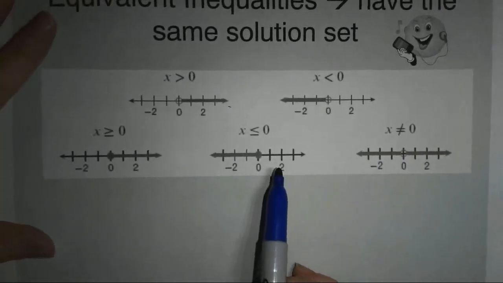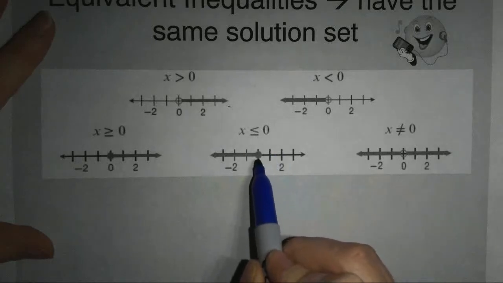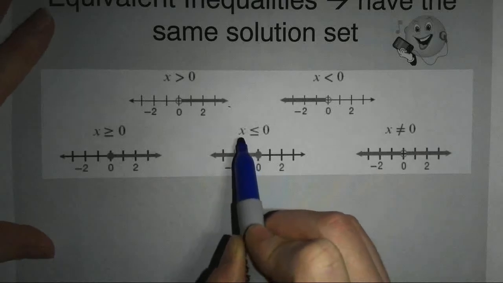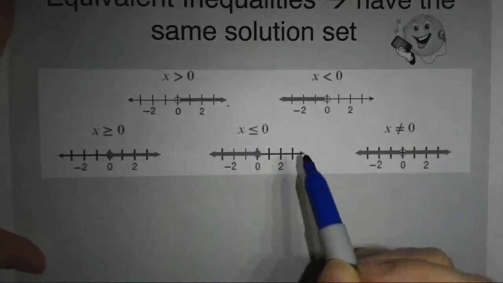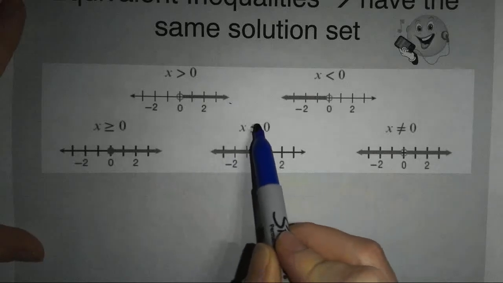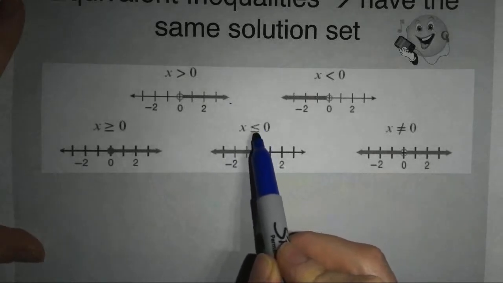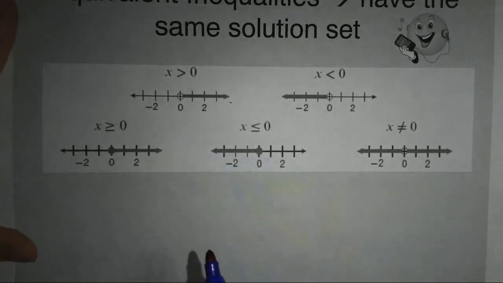Right here, we have x is less than or equal to 0. Now, here, our circle on 0 is closed. That means that 0 can be included in our solution set. We can plug 0 in for x, and we'd have 0 is less than or equal to 0, which is true. And our arrow is going to the left because we want to include the numbers that are less than or equal to 0. So we want to go to the left because that's where the numbers are smaller.